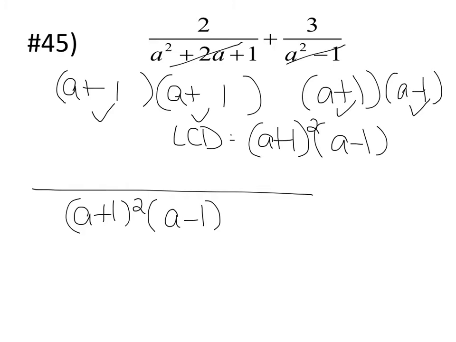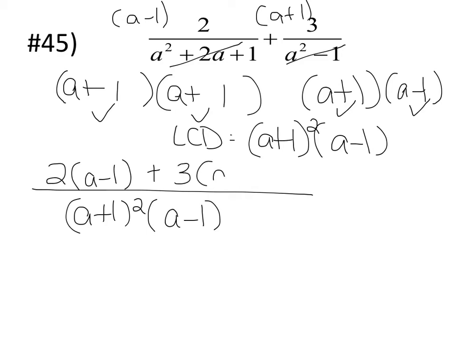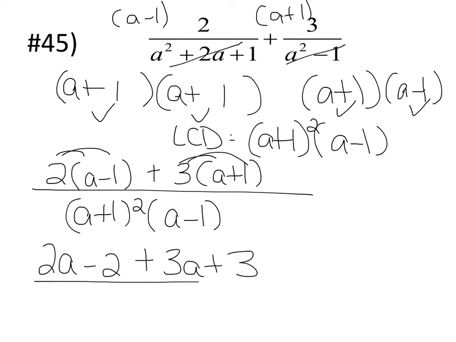And then I'm going to ask myself, what's missing from each individual denominator? Well, this one's missing an a minus 1. And this one's missing one a plus 1, because the common denominator has 2. So it's going to be 2 times a minus 1 plus 3 times a plus 1. So distribute: 2a minus 2 plus 3a plus 3 all over a plus 1 squared times a minus 1.